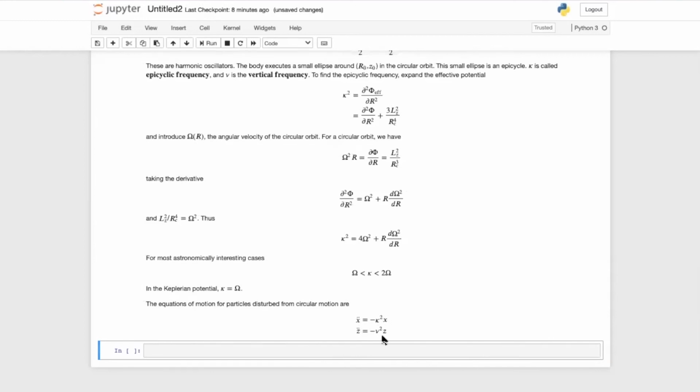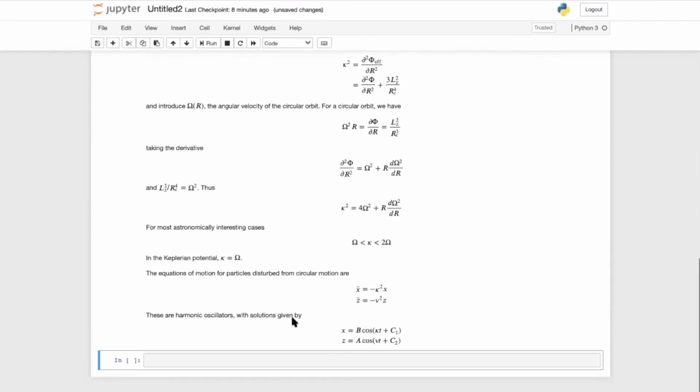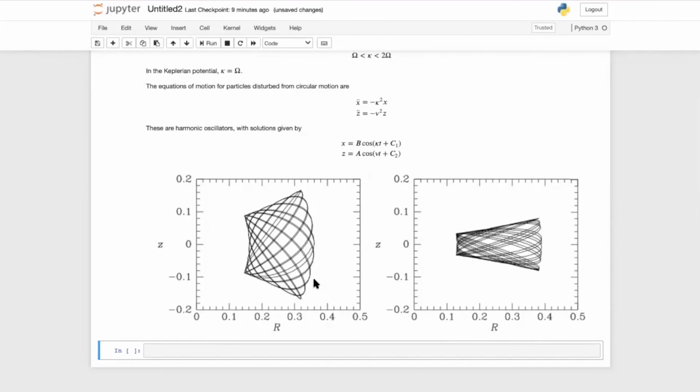Now, the equations of motion for the particles that are disturbed from the circular motion are given by these very simple equations. And these are harmonic oscillators with the solutions. So in 3 dimensions, this is what the motion would look like. We would have a circular orbit and then the epicycle motion in x, going from the pericenter to the apocenter, and also the oscillation in z going up and down around the midplane. A star will go through all of the space given here between these values of radius and vertical distance.